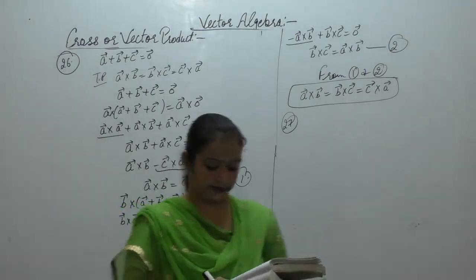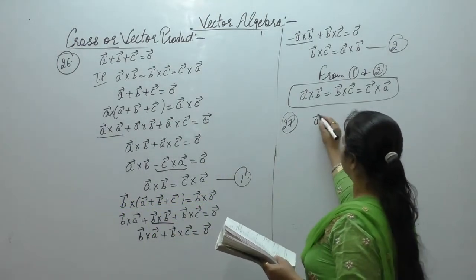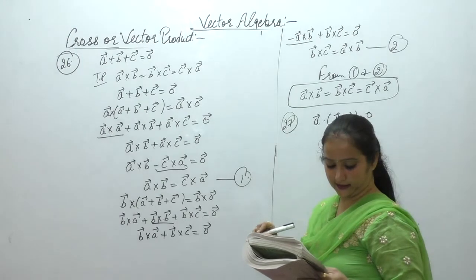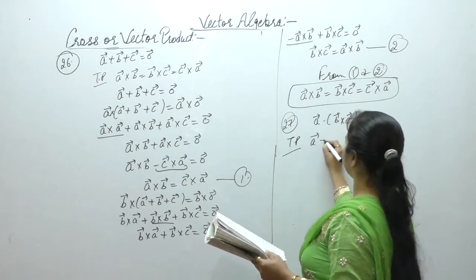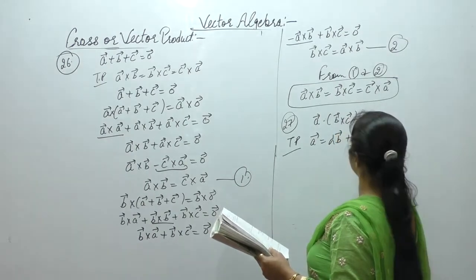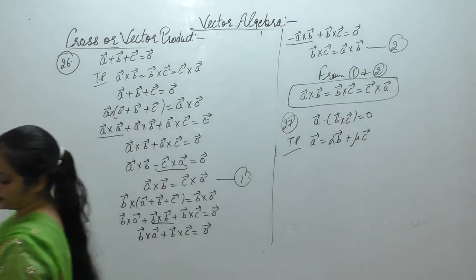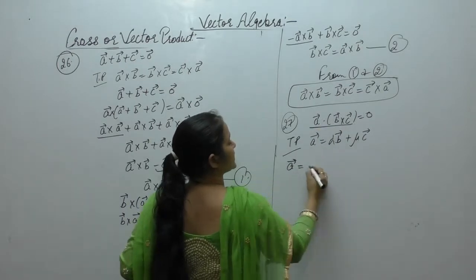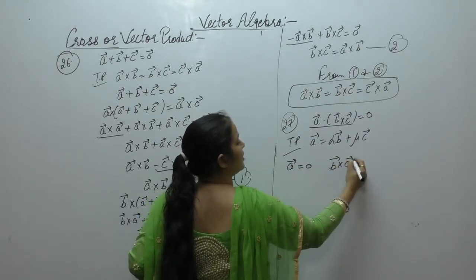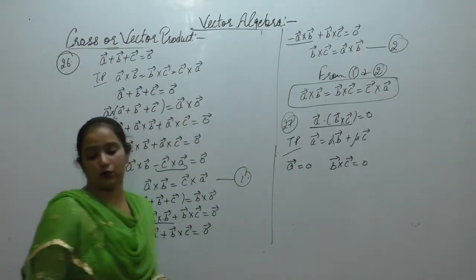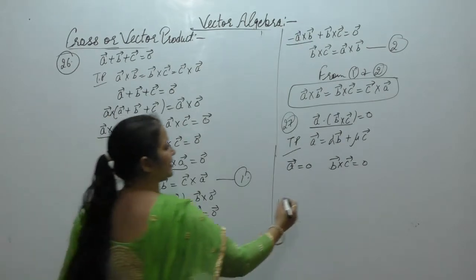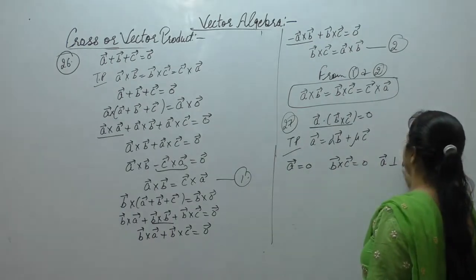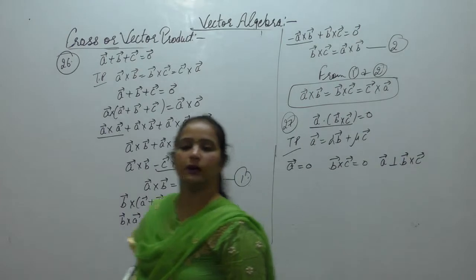If A, B, C are three non-zero vectors such that A dot B cross C is 0, and B vector and C vector are not parallel vectors, prove that A vector is lambda B plus mu C, where lambda and mu are scalars. If the dot product of this is 0, it means either A vector is 0 or B cross C vector is 0, or the dot product of two vectors is 0 if they are perpendicular to each other. So A vector is perpendicular to B cross C.